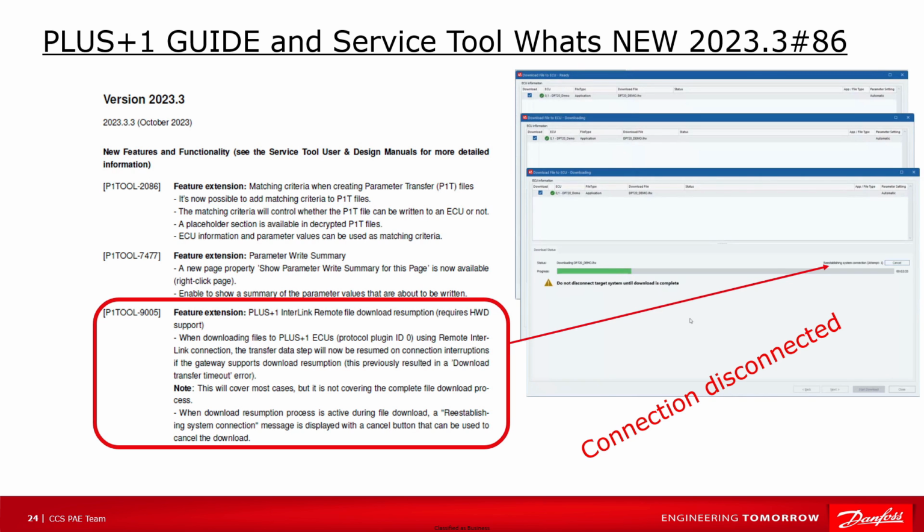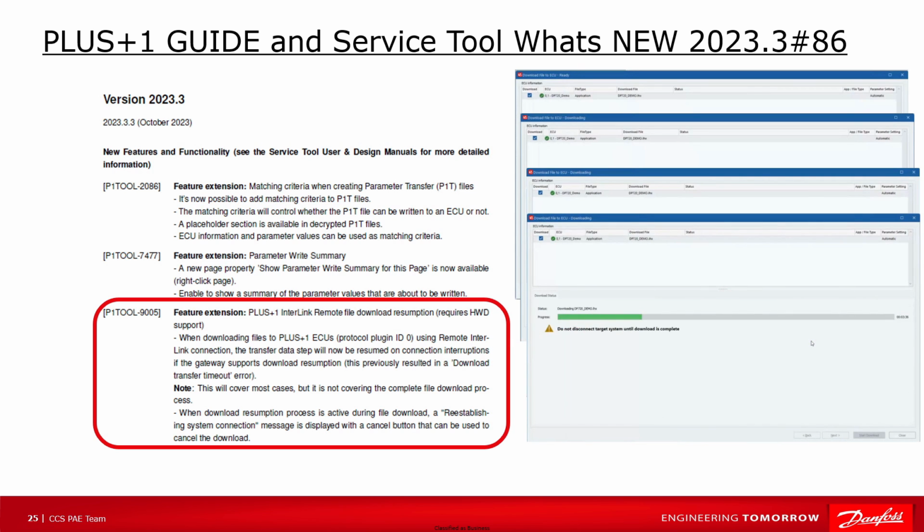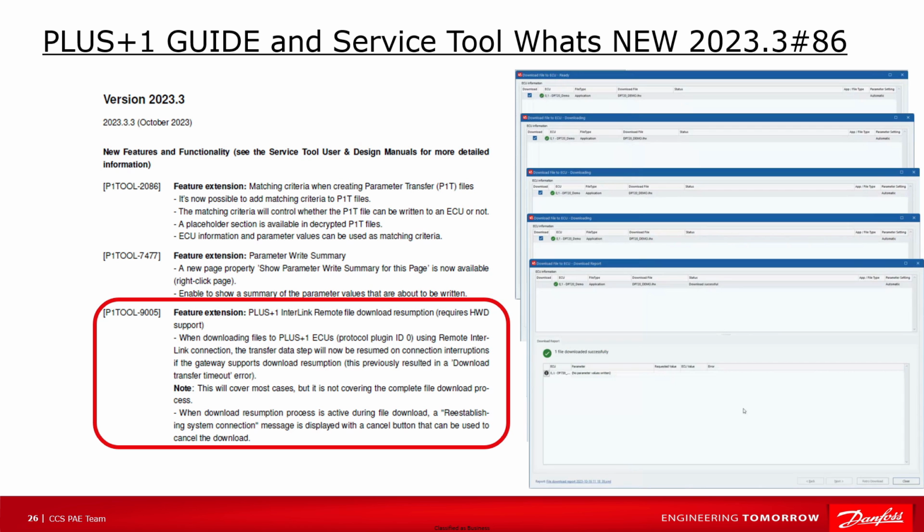Like shown in this screenshot, showing the download dialog during the download, the internet connection got disconnected. This message will pop up, re-establishing system connection, and its attempts will count up, and the message will disappear if it is able to reconnect to the device, and the download will continue.